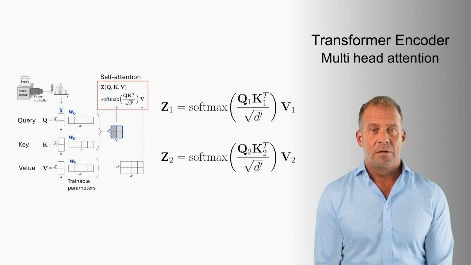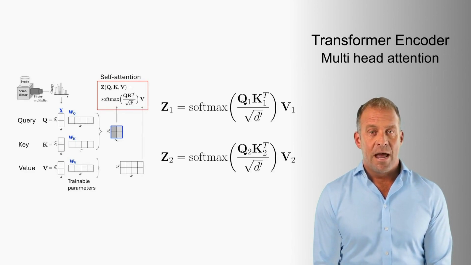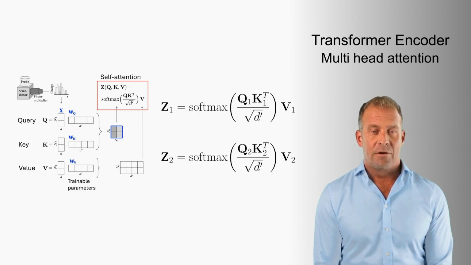Transformers usually use multiple heads running in parallel. Each head has independent weight matrices and therefore learns different correlations or features in the data. For example, one head might detect features typical for beta decays, while another captures background patterns.